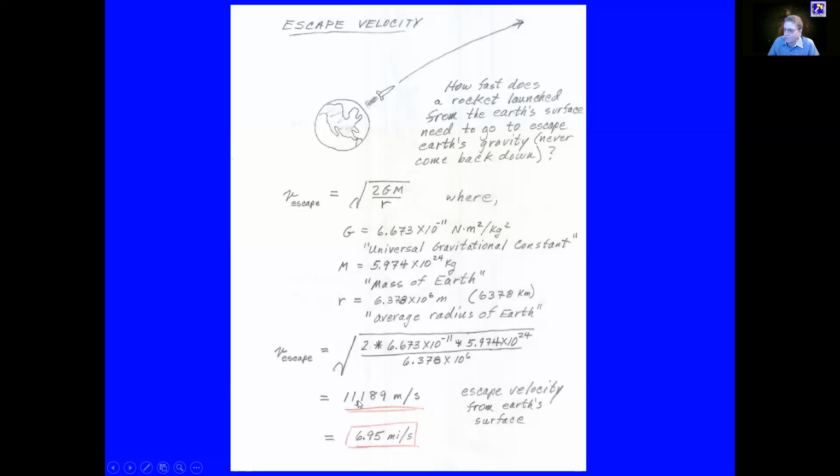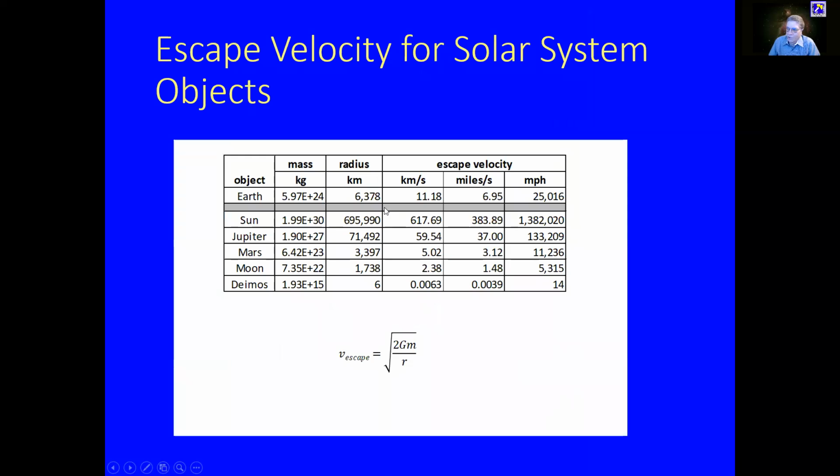That's a little over 11 kilometers per second, or almost 7 miles per second. Imagine traveling at that rate of speed. But that's what it takes to escape Earth's gravity. So this is what is known as escape velocity. Now we can talk about the escape velocity of other objects.